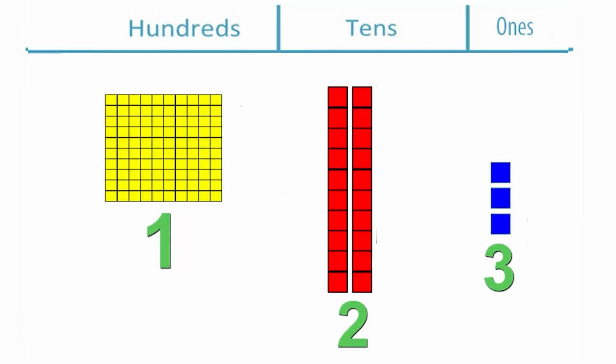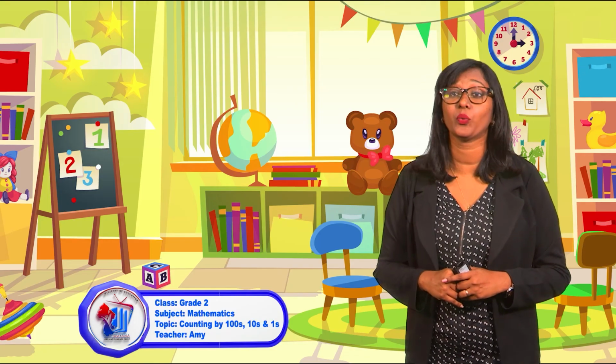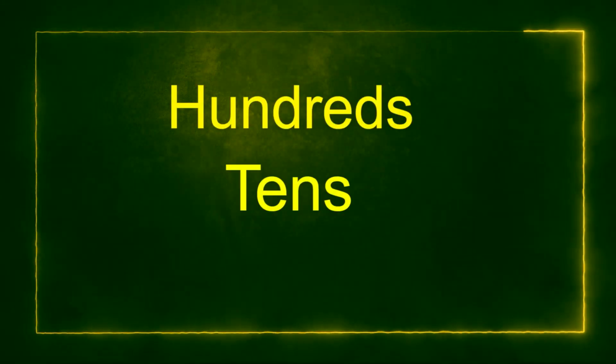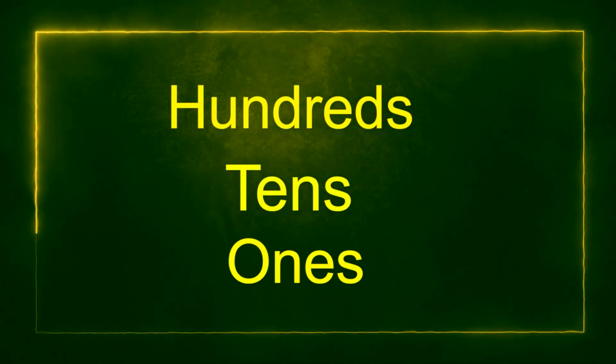The number will be 123. One yellow one, which is the hundreds, the two red ones would be the tens, and the three blue ones will be the ones. And if we add all of these numbers, we will get 123. This is how we count, or we add, hundreds, tens and ones. Okay, boys and girls?